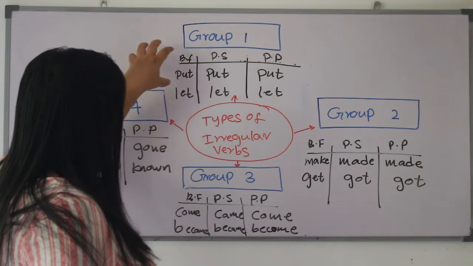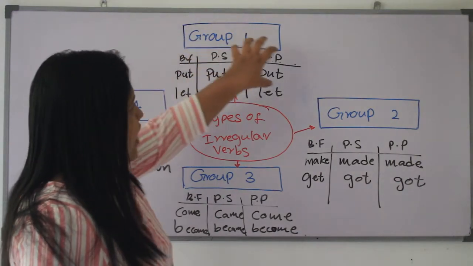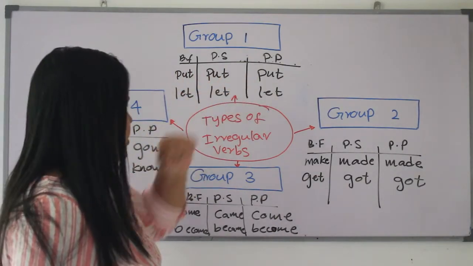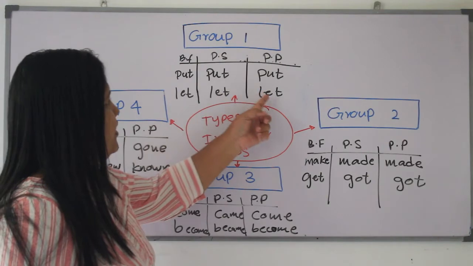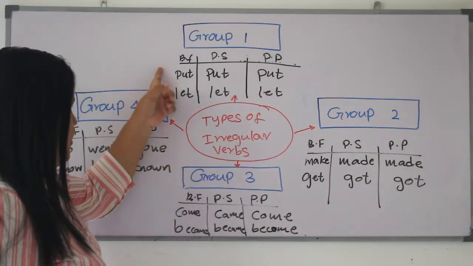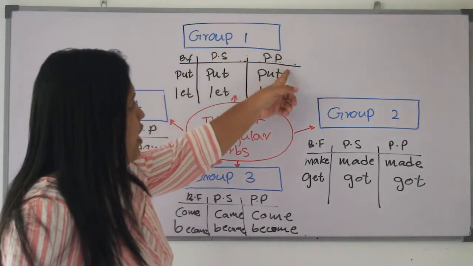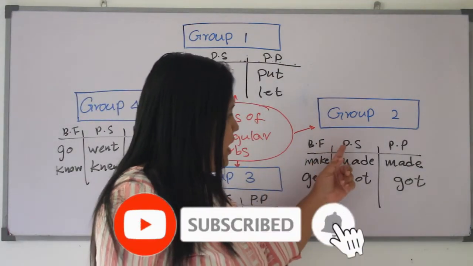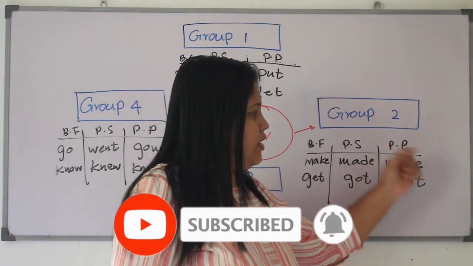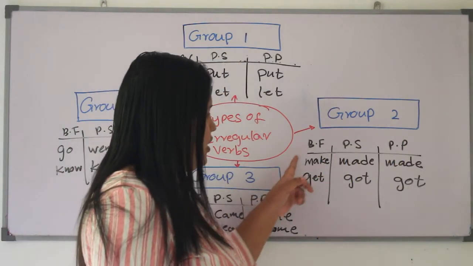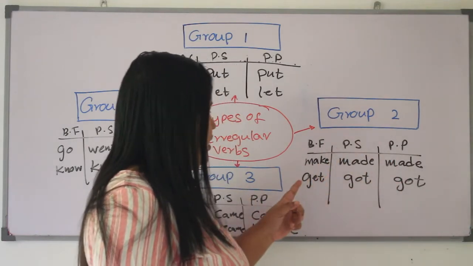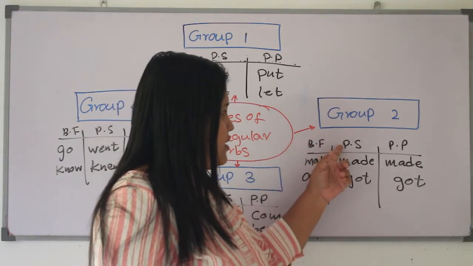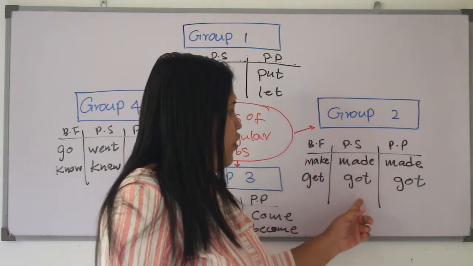Verbs which have the same base form, past simple and past participle form. As examples, put, let. Verbs which have the same base form, past simple and past participle form. Group number 2. Verbs which have the same past simple and past participle form. As examples, make, made, get, got. Verbs which have the same past simple and past participle form.